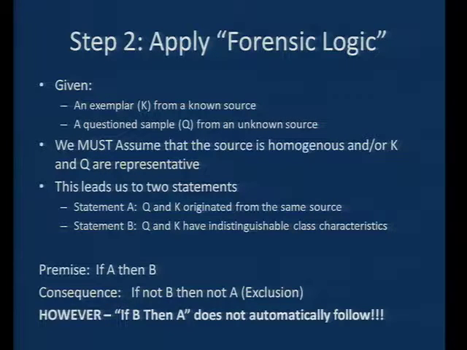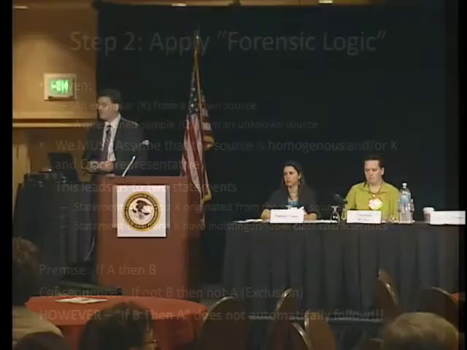So you've got 2 logical statements. Statement A is that Q and K originate from the same source. Statement B is that they have indistinguishable characteristics. The only thing that we can address is statement B. Because if we say if A then B, we have to assume that if they came from the same place, we're going to have the same characteristics. We've got to have that happen in order for our approach to work. But the only thing we can address is B.